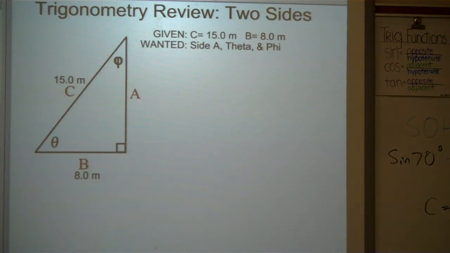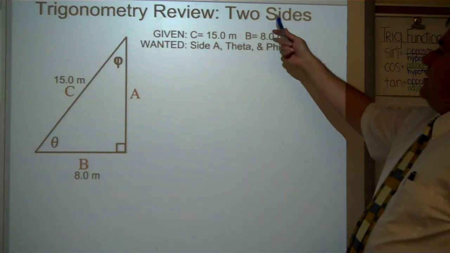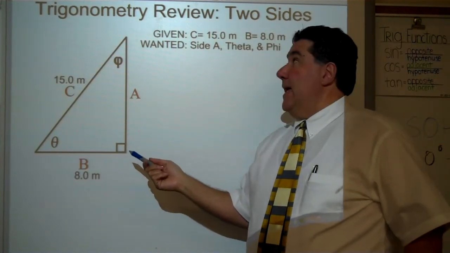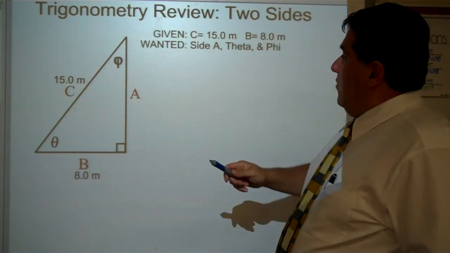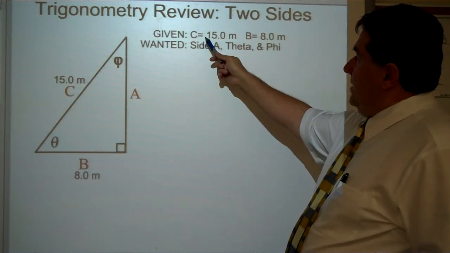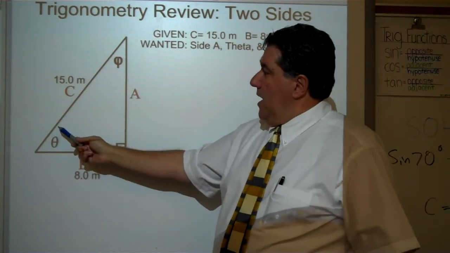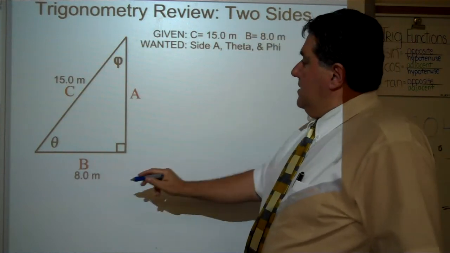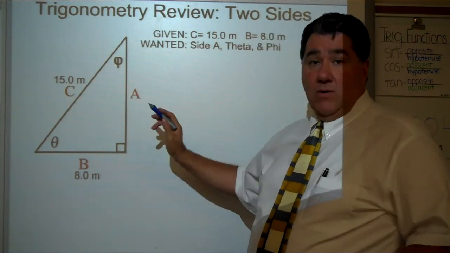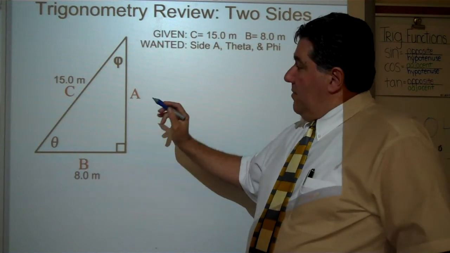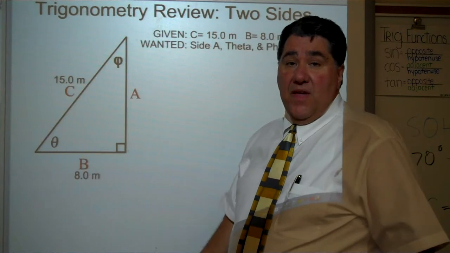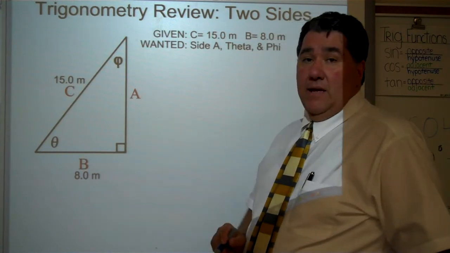In this trig review, we're going to use two sides that are given in order to find out the remaining side and angles. Now this particular problem, we're given a side C, which is the hypotenuse, at 15.0 meters. Side B is 8.0 meters, and that's all the information we're given. But with that, we're going to be able to find out phi, and we're going to be able to find out theta, and the remaining side A.